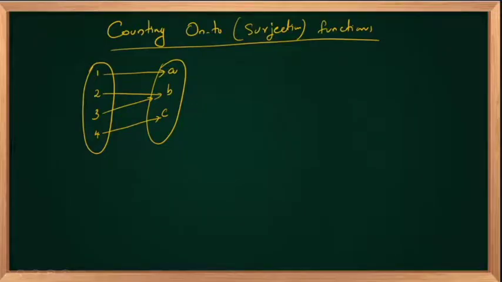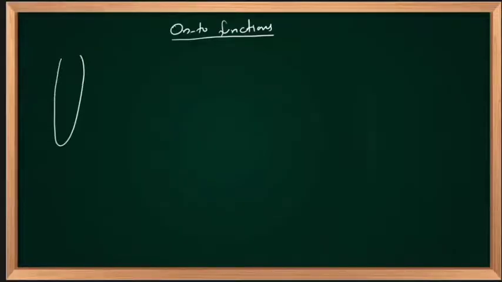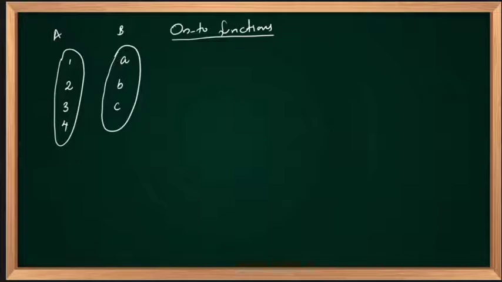Now let's count the onto or surjective functions. So for example, if you have a set A, it has 1, 2, 3, and 4, and you have a set B, that is the codomain. So let's assume it has A, B, C. Okay. So as far as the onto function is concerned, you need to have every element here in B be an image of an element in A, right? So maybe I will map like this. So this is an onto function, right?